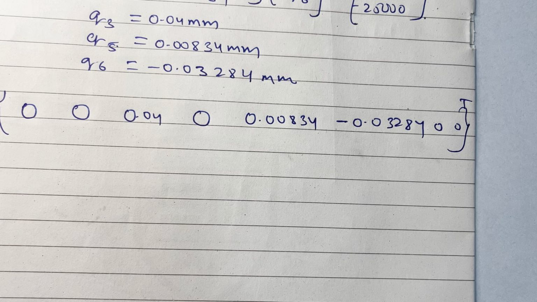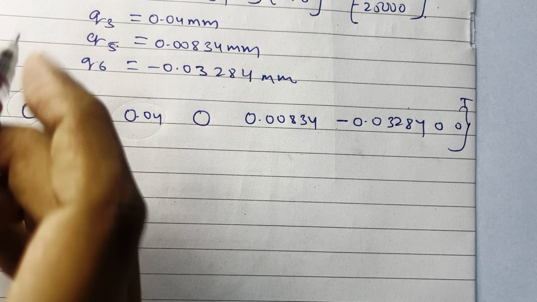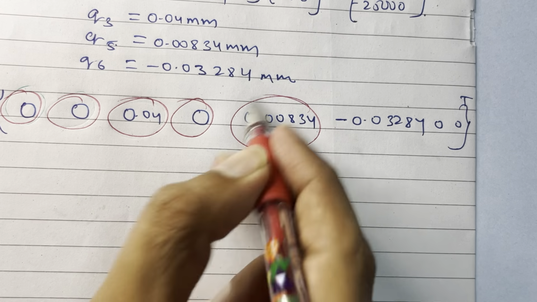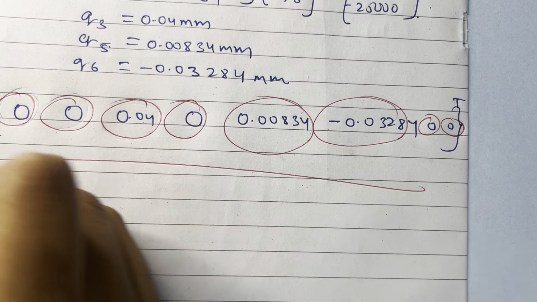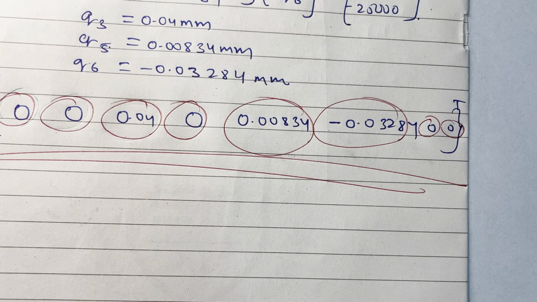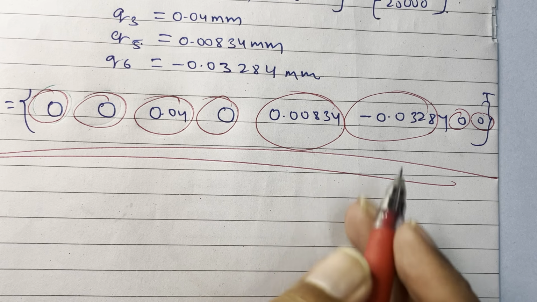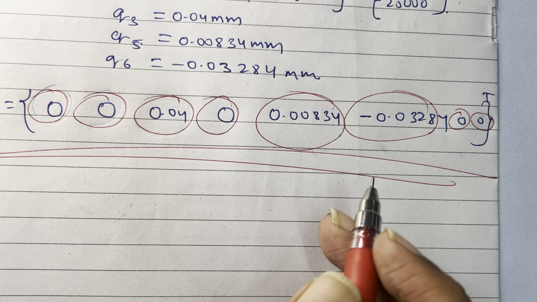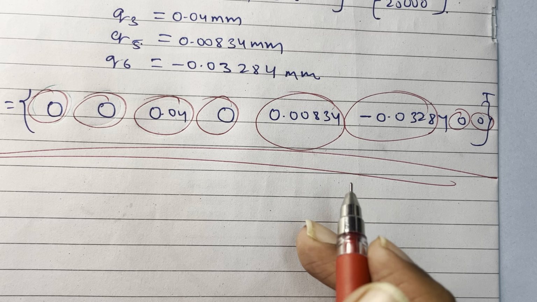Okay, this is Q1, Q2, Q3, Q4, Q5, Q6, Q7, Q8. This is the nodal displacement vector for the entire structure. Similarly, we have to calculate stresses in each element.